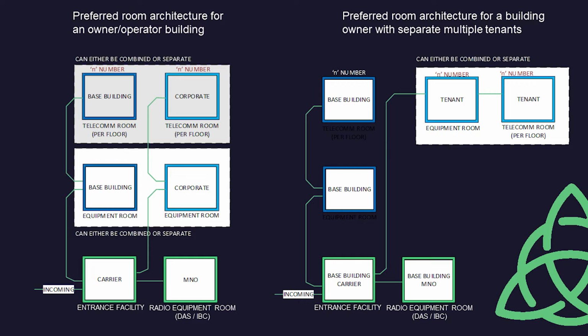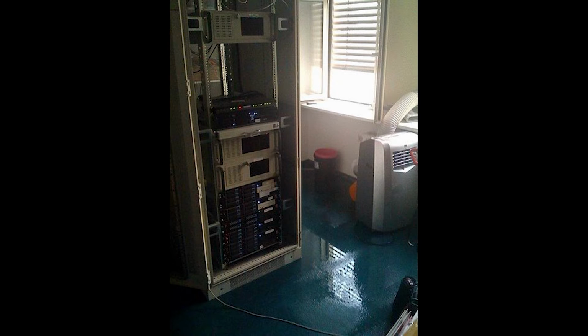The final room is the telecommunications room. To put this simply, telecommunications rooms only house passive cabling equipment. Telecommunications rooms are often referred to as a telecommunications closet, known as a TC, or as a wiring closet, or even a comms cupboard. For the purpose of this presentation, standards-based definitions will be used. This space will be referred to as the telecommunications room.